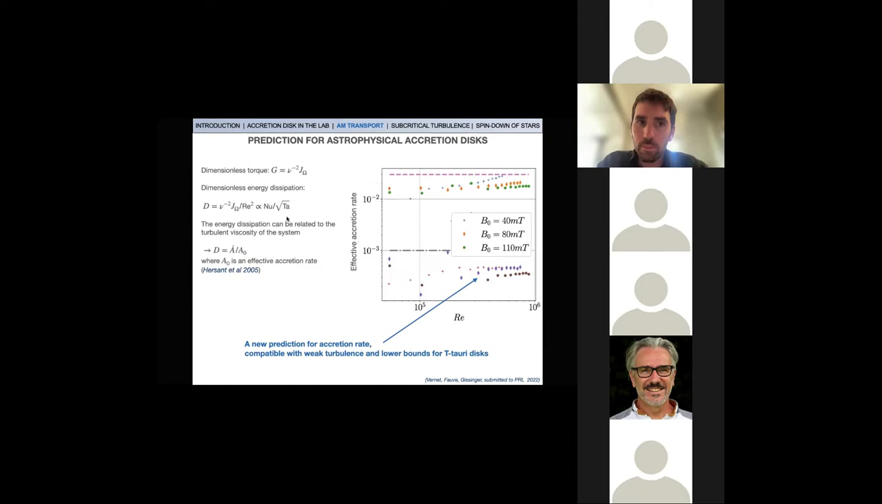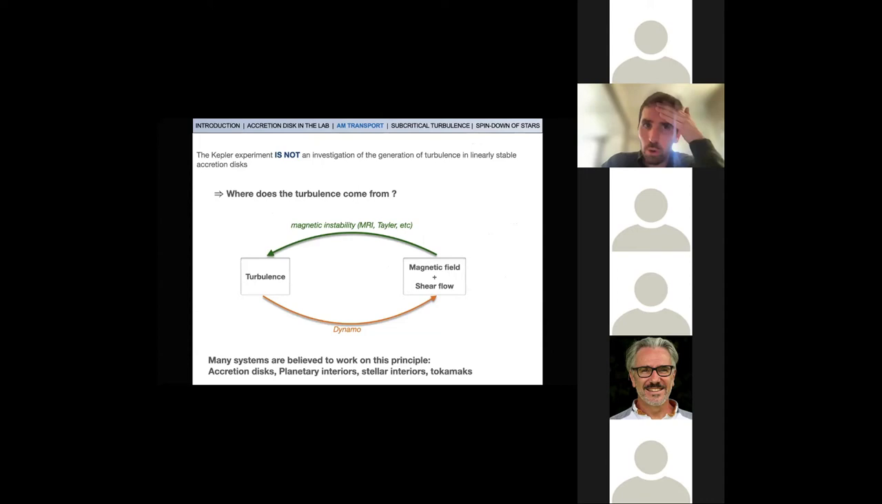Thank you. Okay, all right, so now it's time to switch to the second part. Again, I said that already, but it's not an MRI experiment. The way the turbulence is generated here is very different from an accretion disk. The idea was to get a turbulent flow and to study the angular momentum transport independently of the origin of turbulence. But then this question remains: where does the turbulence come from?